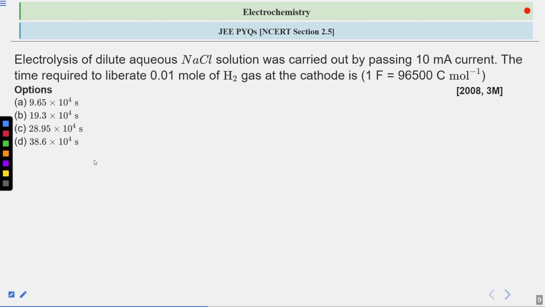Now this is a JEE PYQ, and it covers the NCERT section 2.5 in our chapter Electrochemistry. The question says that electrolysis of a dilute aqueous sodium chloride solution was carried out by passing a 10 milliampere current. So we have a dilute aqueous sodium chloride solution, and we have to do the electrolysis of it.